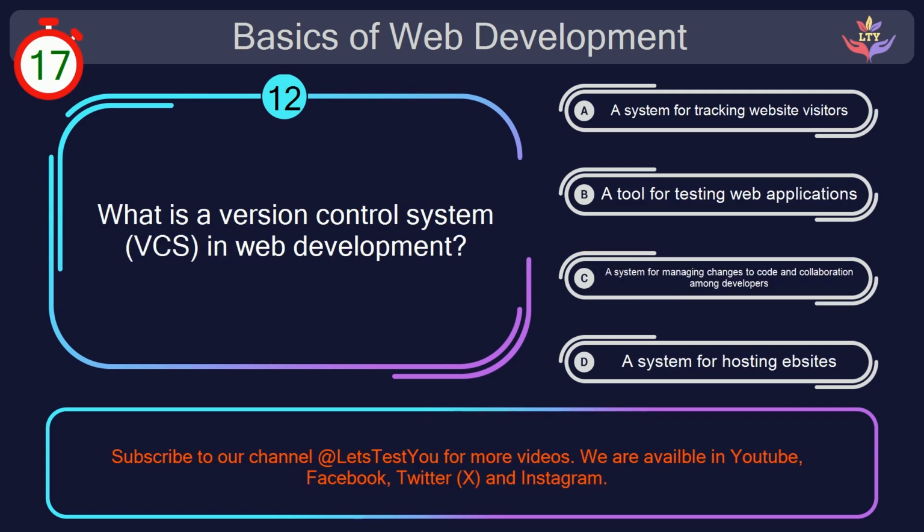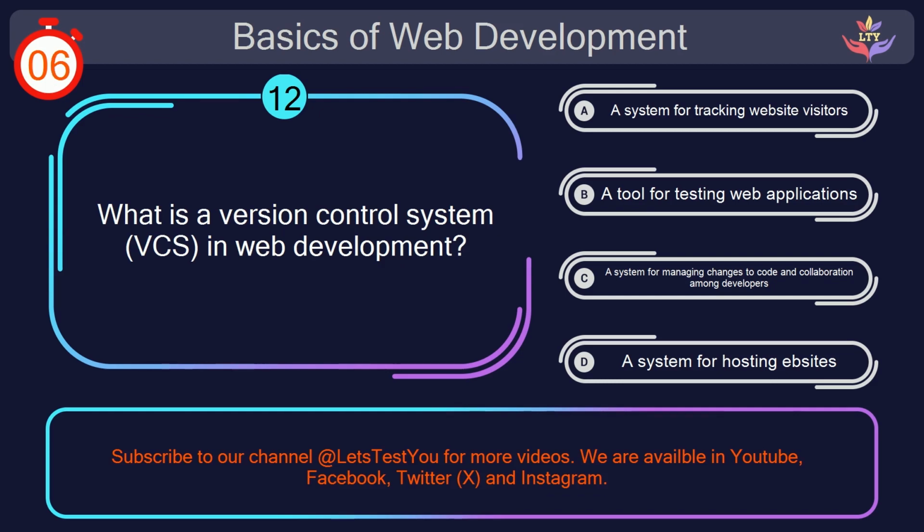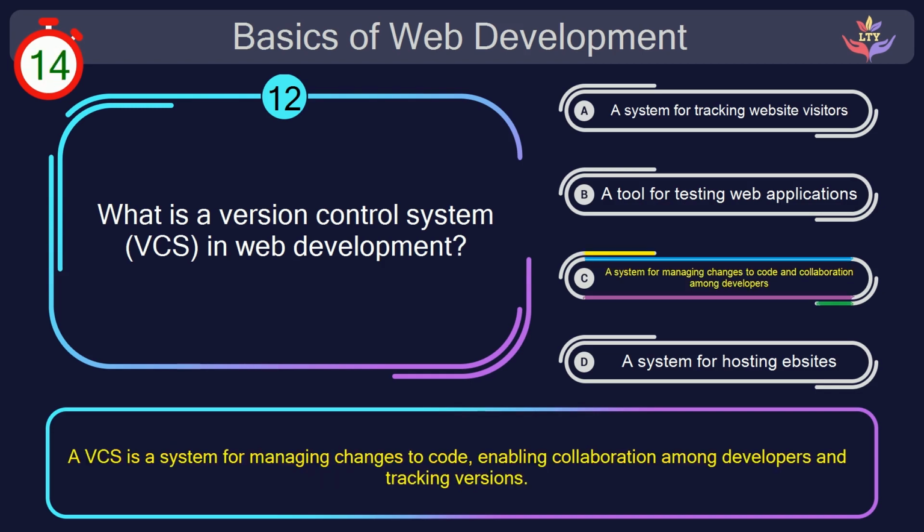Question number 12. What is a version control system, VCS, in web development? Your countdown started. 10, 9, 8, 7, 6, 5, 4, 3, 2, 1, here we go. The correct answer is option C. A system for managing changes to code and collaboration among developers. A VCS is a system for managing changes to code, enabling collaboration among developers and tracking versions.